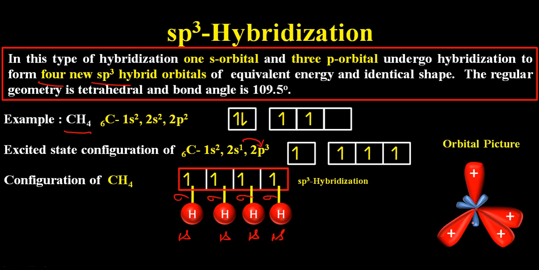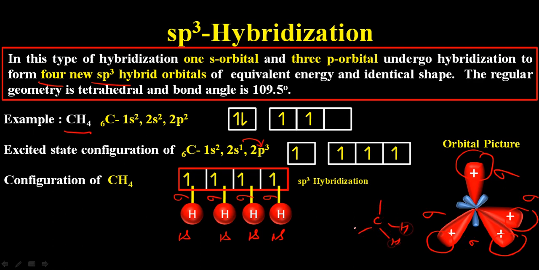This is the orbital picture, in which each hybridized orbital can now overlap with hydrogen atom to form 4 C-H sigma bonds, and the structure will look like this one. In this case, the bond angle will be 109.5 degree, and there are 4 sigma bonds. This type of shape is called tetrahedral. Now we will discuss a few examples in which sp3 hybridization is present. The first example is ammonia.